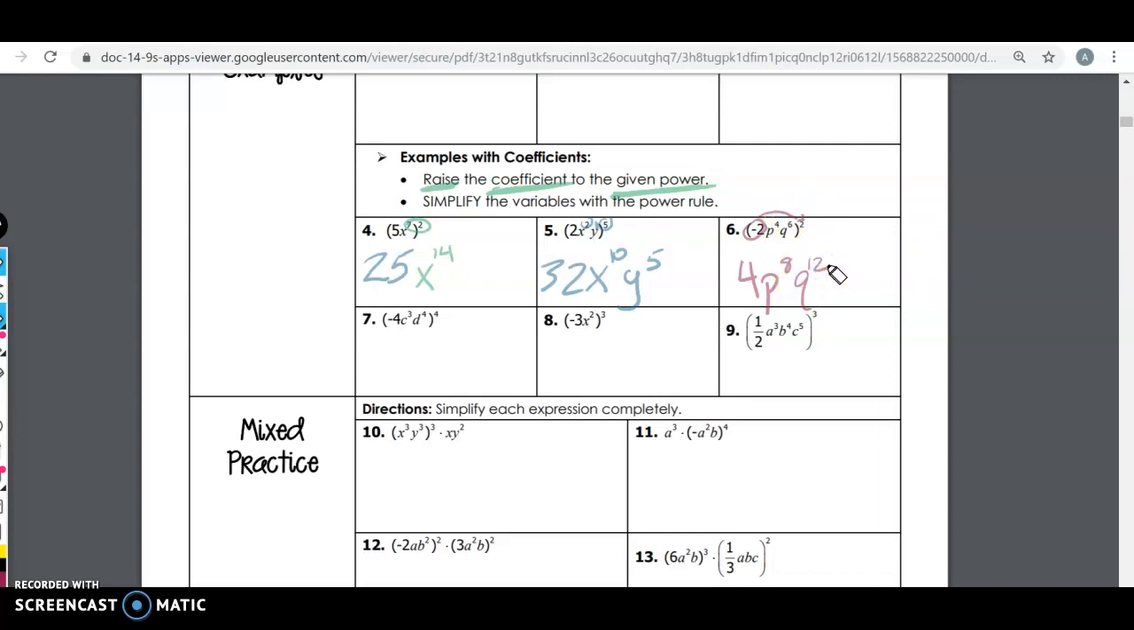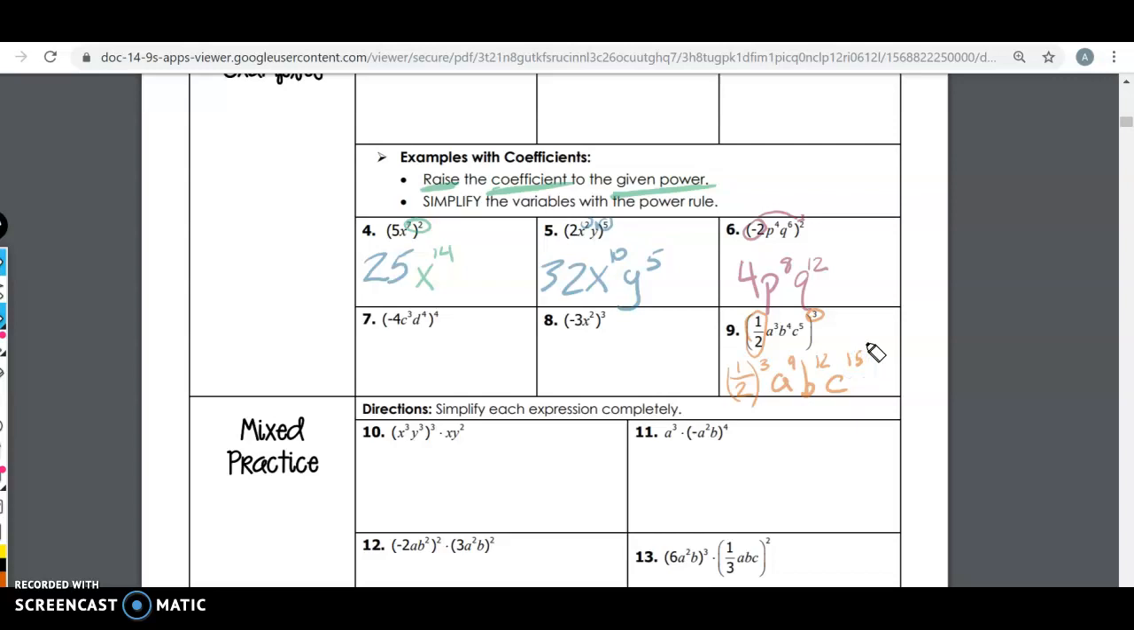Let's look at an example, number 9, where we have a fraction coefficient. Same thing applies. We're going to raise 1/2 to the 3rd power, and then multiply all these exponents by what's on the outside, which is 3. a to the 9, b to the 12, and then 5 times 3 is 15.